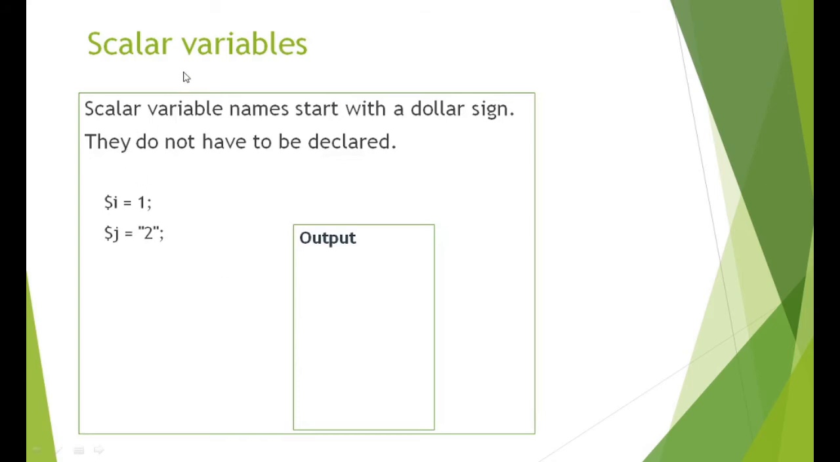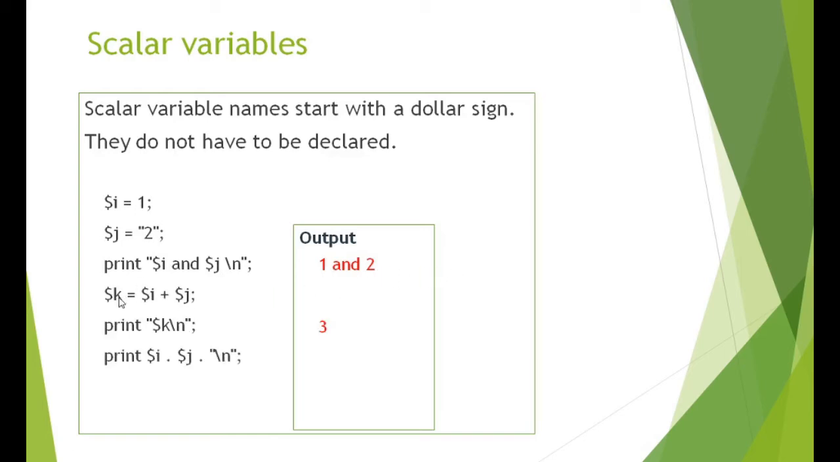Another example, the scalar variable. As I told you, it will be preceded or starts with the dollar symbol. They do not have to be declared. The type need not be declared. So it's a numerical data. Now it contains a string data. $i and $j. So here the value will be substituted. You get 1 and 2.